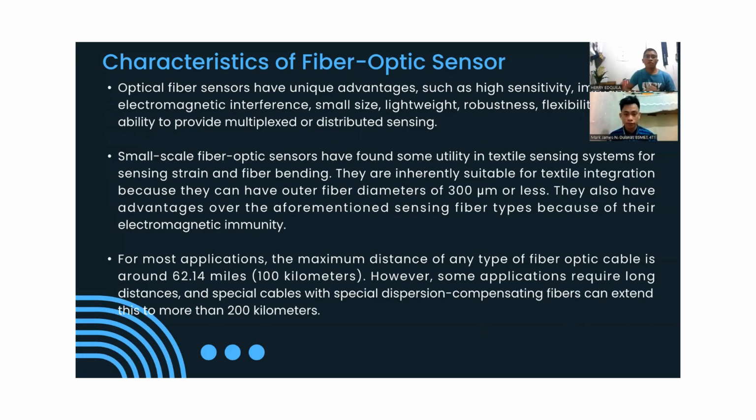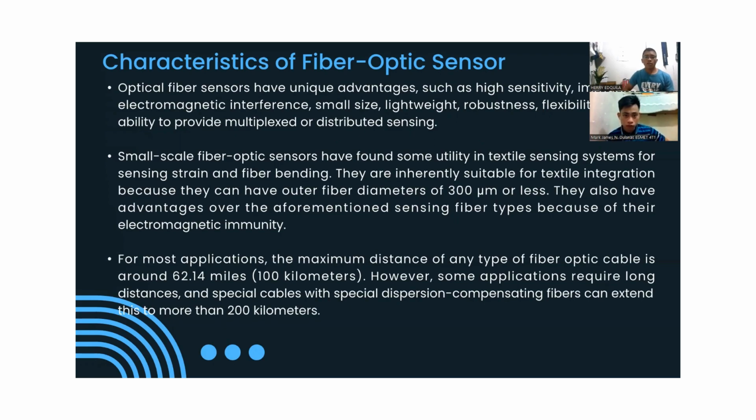Small-scale fiber optic sensors have found some utility in textile sensing systems for sensing strain and fiber bending. They are inherently suitable for textile integration because they can have outer fiber diameters of 300 microns or less. They also have advantages over the aforementioned sensing fiber types because of their electromagnetic immunity.